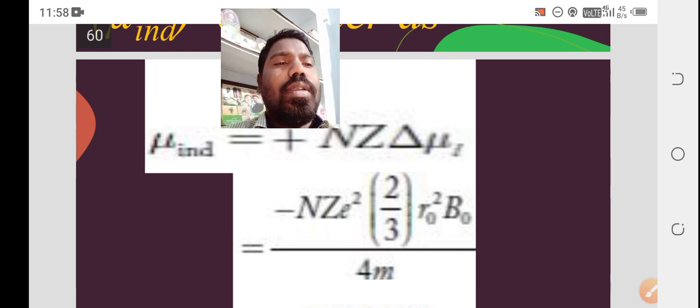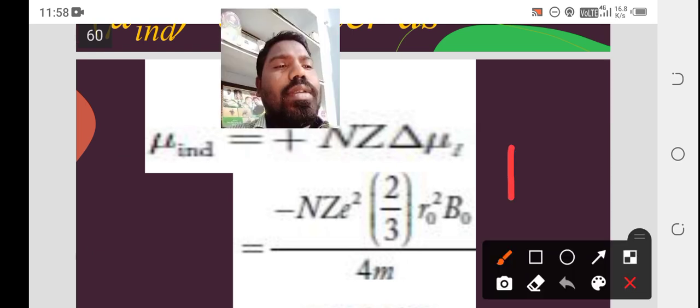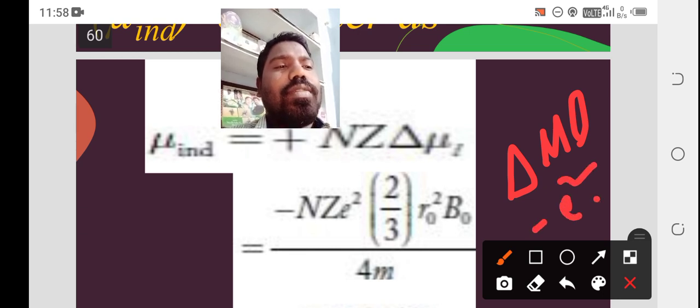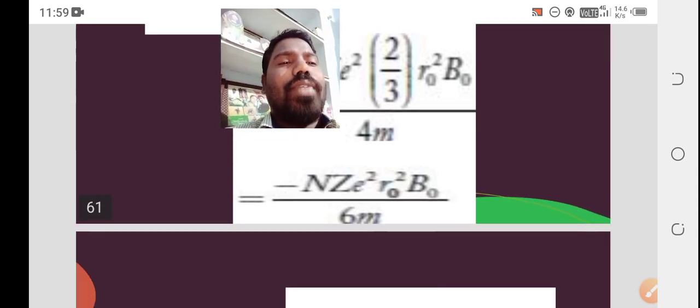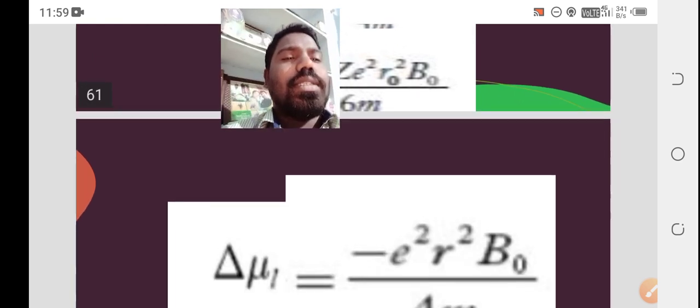What is delta mu l? Delta mu l is nothing but minus e square r square B naught. Just remember. So replace here. Then what you are getting is e square 2 by 3 r naught square B naught by 4m. After further simplification it is minus nZ e square r naught square B naught by 6m.